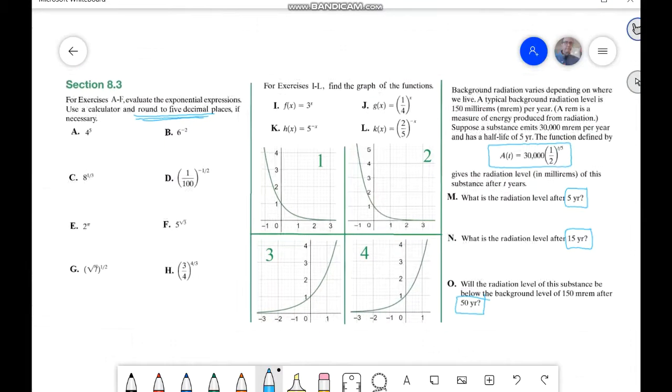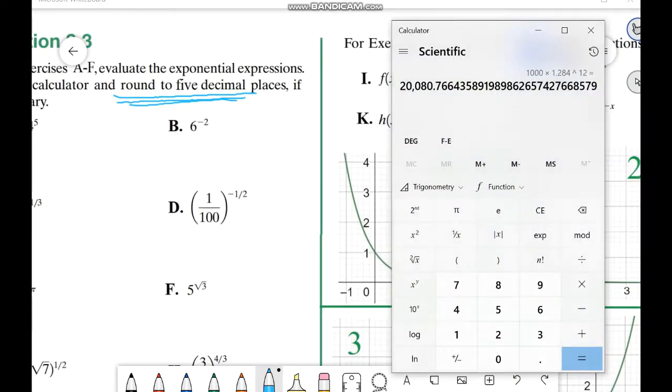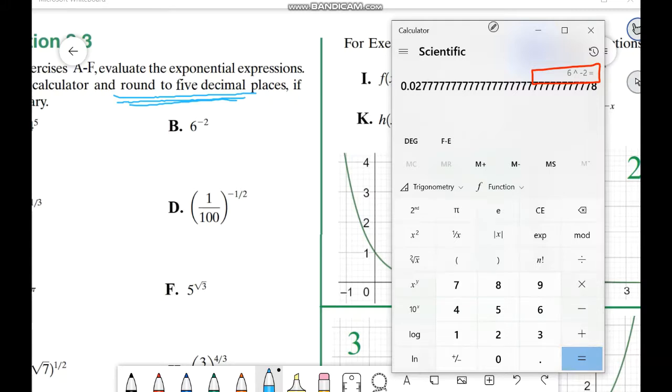You just have to use your calculator. So I'm going to use the scientific calculator of my computer, and type the number 6, and this button here is the exponents, and then you check this prompt to see if you get the right expression. 6 exponents negative 2 equals 0.02777777, then a bunch of 7s.